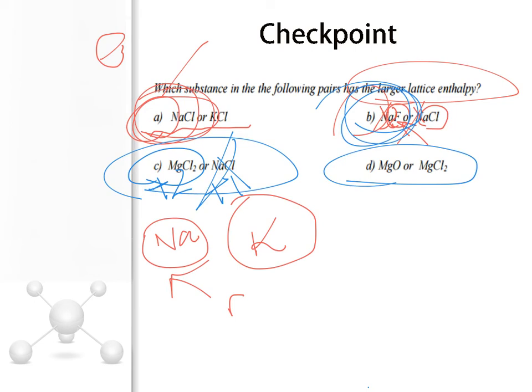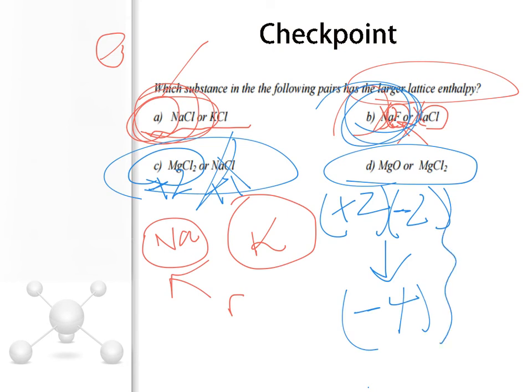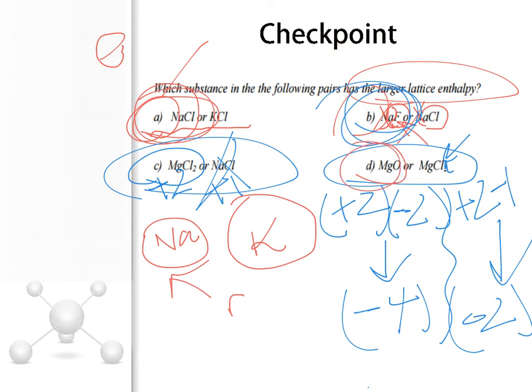Comparing D. Magnesium has a charge of +2. Oxygen has a charge as an ion of -2. So the total Coulombic attraction for magnesium oxide would be 4. On the other hand, magnesium chloride, although magnesium has a charge of +2, chlorine has a charge of only -1. It doesn't matter how many of them there are. You're only talking about 2 atoms at a time. So the Coulombic attraction between magnesium and chlorine is only 2. So magnesium oxide has a stronger lattice energy.